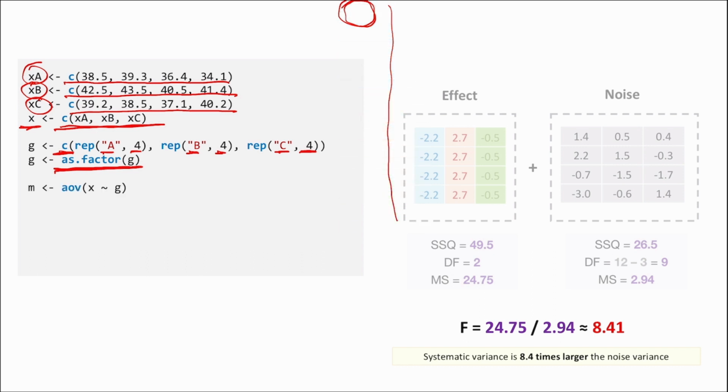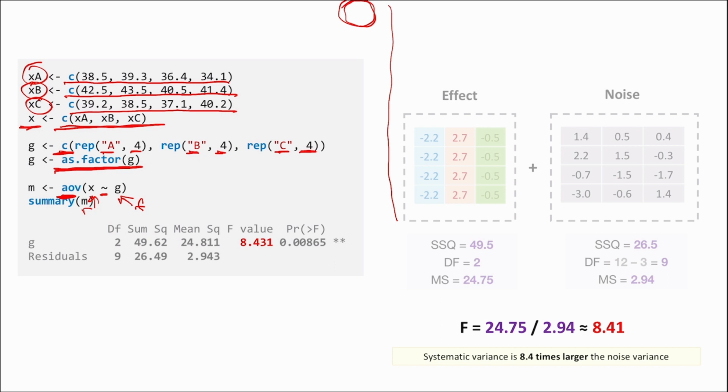You simply run ANOVA like this. AOV, it's analysis of variance, it's another acronym for ANOVA. This is the response. This is the factor, right? And you remember the little tilde means relation mark, right? So we say X depends on G. So how the yield of reaction depends on the catalyst type. And then I write summary M, and I got the table. I cut it a little bit to make it short.